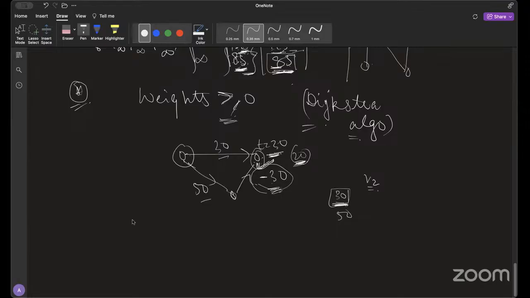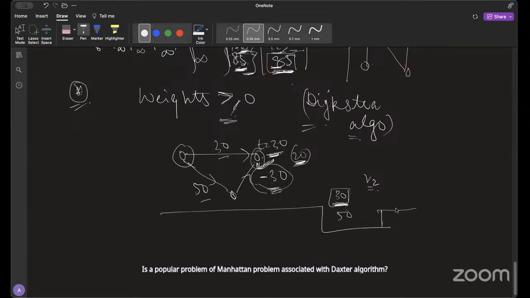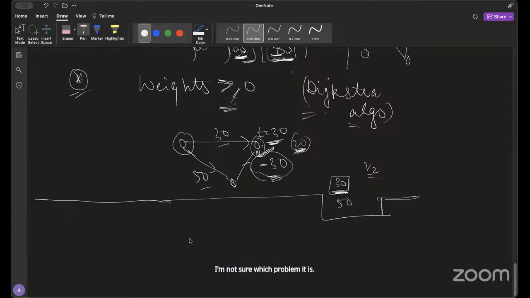Is the popular Manhattan problem associated with Dijkstra's algorithm? The Manhattan problem is associated with Dijkstra? I'm not sure which problem it is. Okay, thank you. I don't think that. Okay.